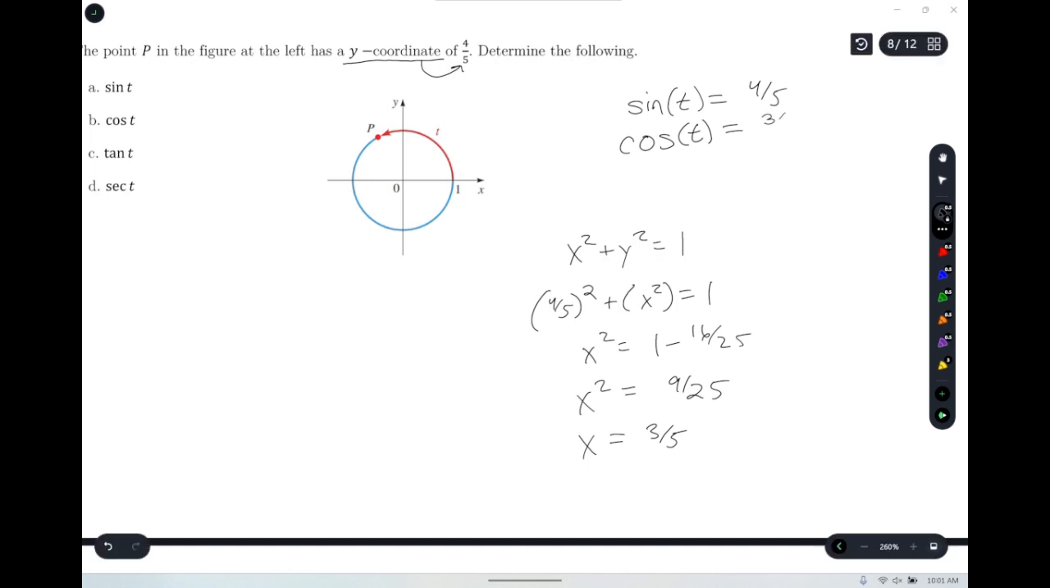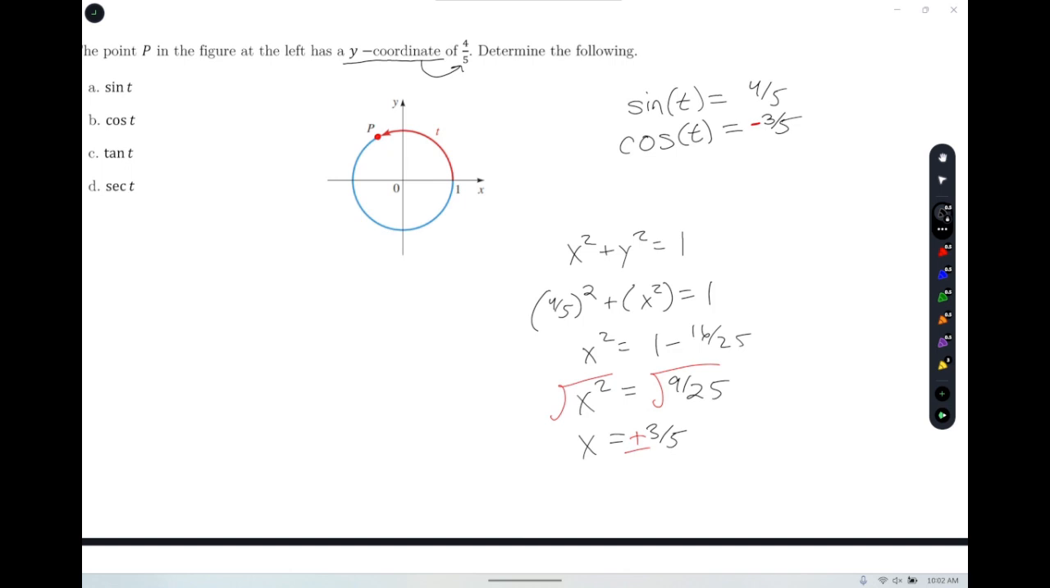But wait a second. I think we need a sign. It has to be negative because it's on the left side over here, right? What did you do with the 1? I subtracted 16 from it to get 9. 25 minus 16 is 9. So I just skipped that little step of 25 over 25.